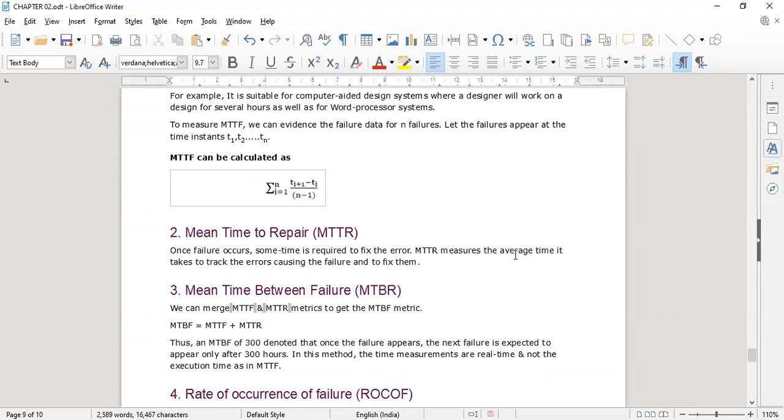MTTR measures the average time it takes to track the error causing the failure and to fix it. It means that after any error occurs, it will be removed, or changed back up to the mark, and this time required is called MTTR.